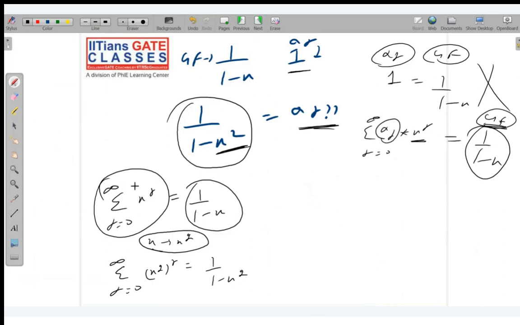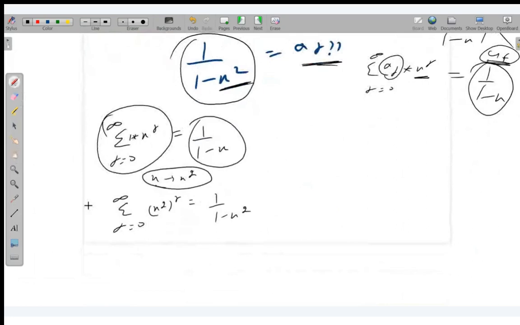See, I am not saying 1 is equal to 1 upon 1 minus x. I am saying the sum for r equal to 0 to infinity of x power r, 1 multiplied by x power r, is 1 upon 1 minus x. Now I have replaced x by x square, so we simply say the sum for r equal to 0 to infinity of x power 2r is 1 upon 1 minus x square.